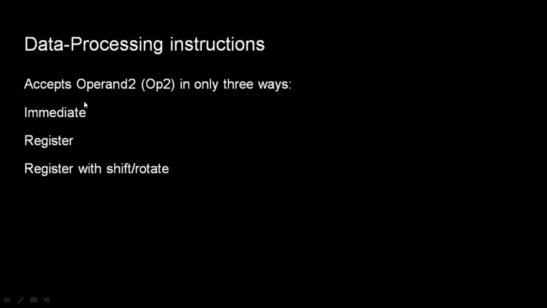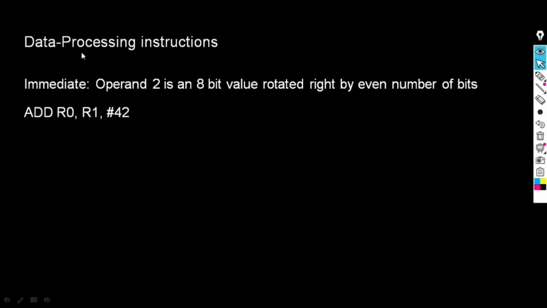The addressing mode in which an immediate operand is used is called immediate addressing mode. The register form is called register direct addressing mode, and this one, that is register with shift or rotate, is called scaled register addressing mode. So this is the example for the very first type, that is immediate addressing mode.